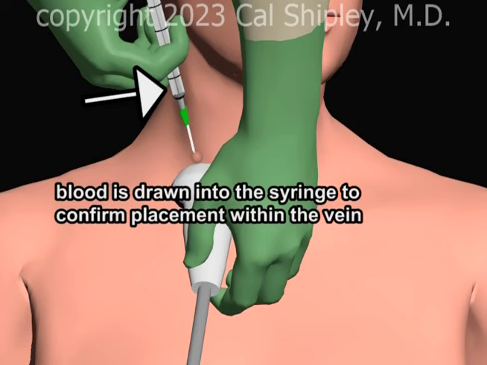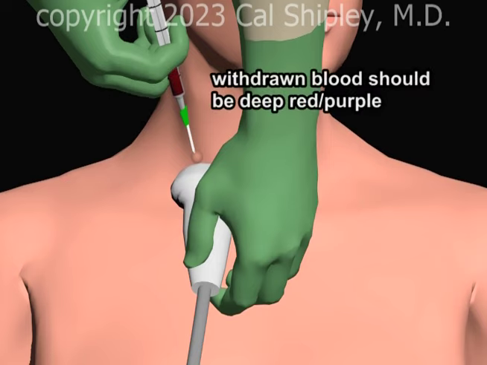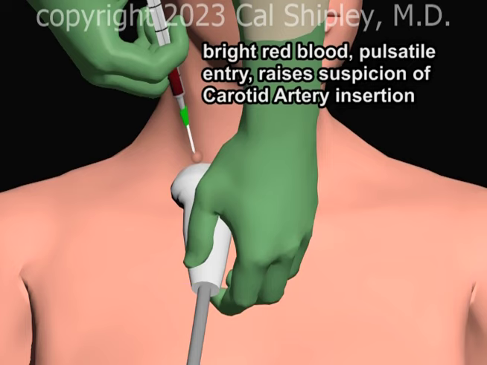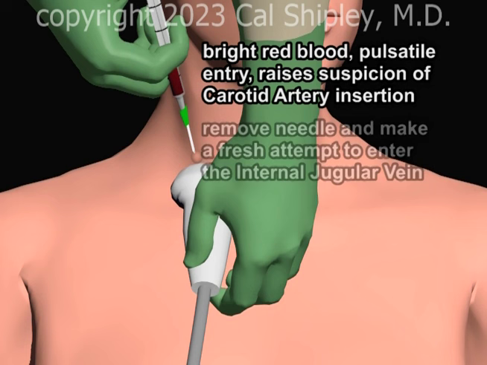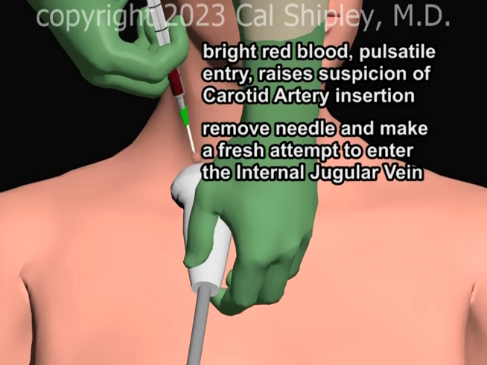A few cc's of blood is drawn into the attached syringe to confirm placement within the vein. The withdrawn blood should be the deep red, almost purple color characteristic of veins. If the blood is bright red, and/or if the blood withdrawn enters the syringe in a pulsatile fashion, the needle may have inadvertently entered the carotid artery. If this is suspected, the needle should be removed and a fresh attempt made to enter the internal jugular vein.